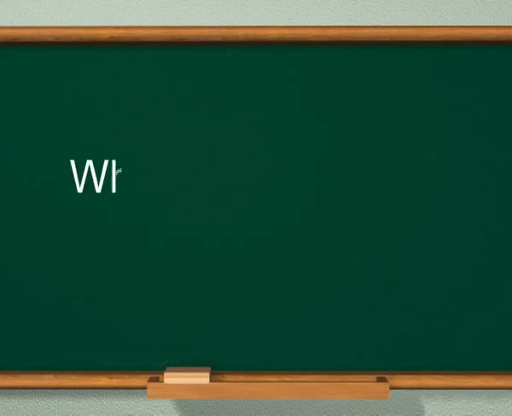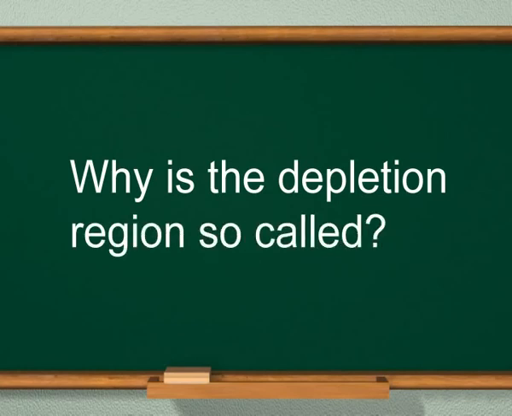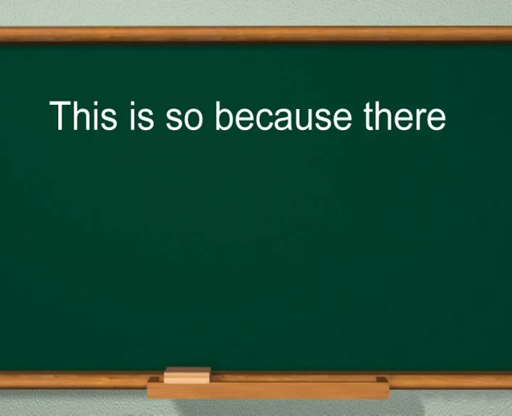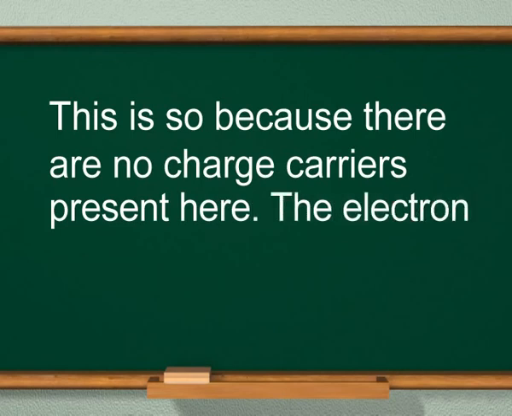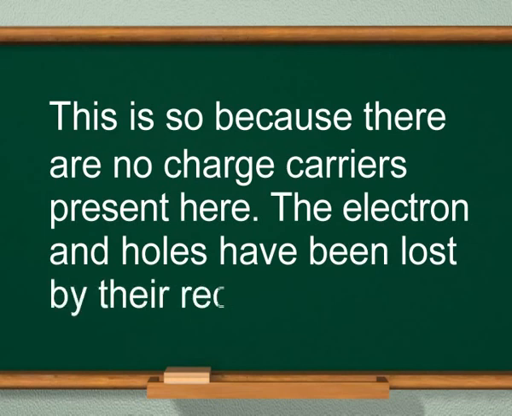Here is another question. Why is the depletion region so called? The answer is, this is so because there are no charge carriers present here. The electrons and holes have been lost by their recombination.